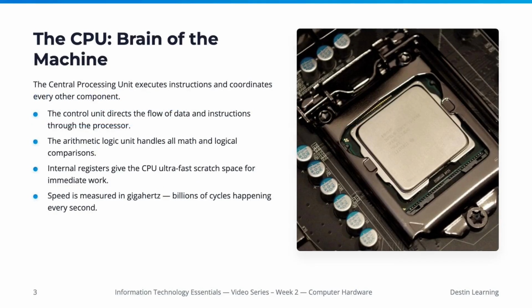At the center of system operations is the Central Processing Unit, or CPU, the brain of the machine. The CPU coordinates hardware components and executes instructions using dedicated functional units. The control unit directs the flow of data and instructions throughout the processor, while the arithmetic logic unit handles arithmetic calculations and logical decisions. Internal registers provide immediate, ultra-fast scratch memory for active operations. Operating at clock speeds measured in gigahertz, modern processors perform billions of these coordinated cycles every single second.